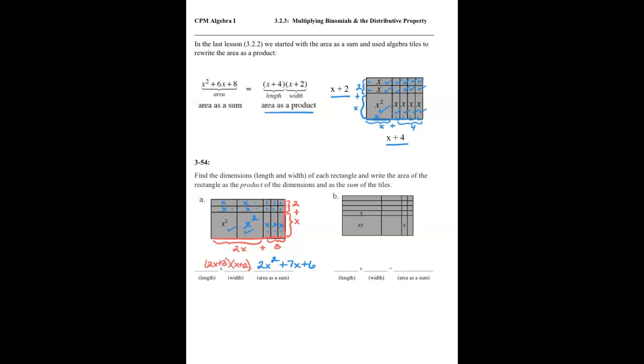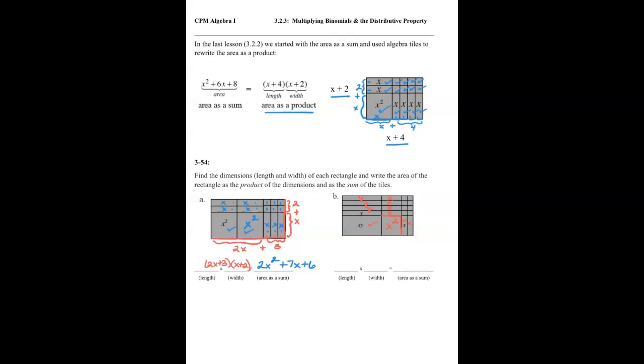Area as a sum. This is an XY tile right here. This one is going to be an x squared tile. How do I know that? Well, take a look at the x tile right here, okay? That tells me that this is x on a side. And here I have another x tile, so that's going to be x on a side. That's an x squared. And then I have a bunch of x's and y's. These are all y's right here. These are all x's. And this is an x, and then my unit tiles, okay?